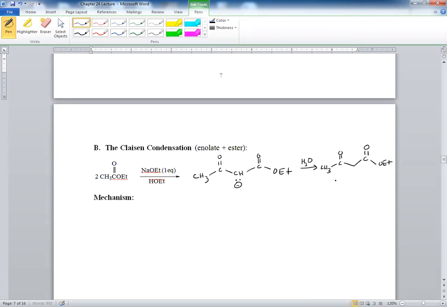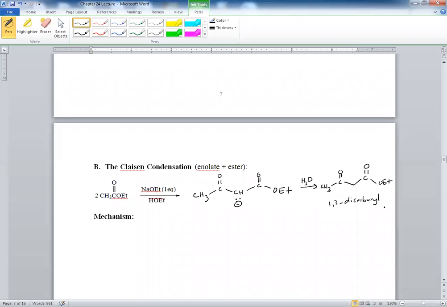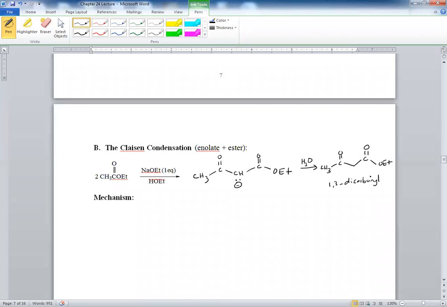Very well. So this is called a 1,3 dicarbonyl: one, two, three. That's why 1,3. They're basically 2 carbonyl groups on 2 carbons, 1 and 3. And then this is called, like I said, a beta ketoester, which we talked about in chapter 23. You have a ketone and you have an ester.